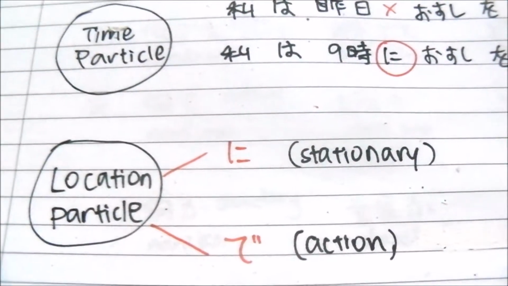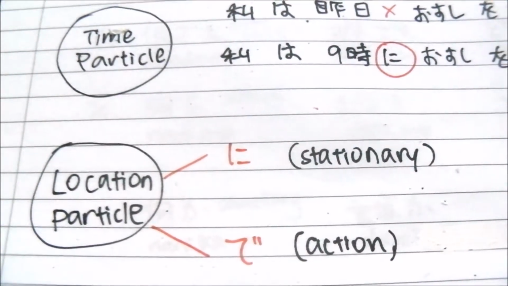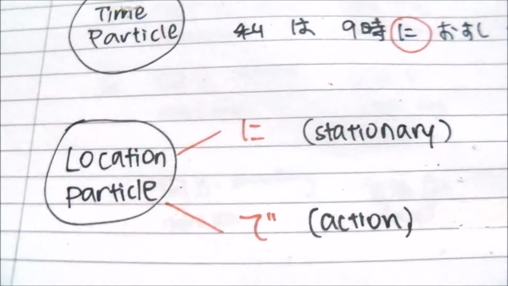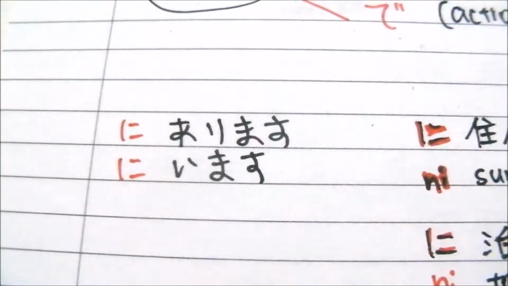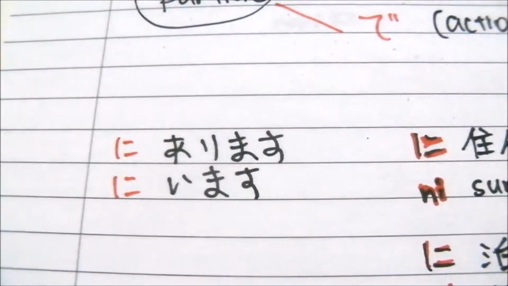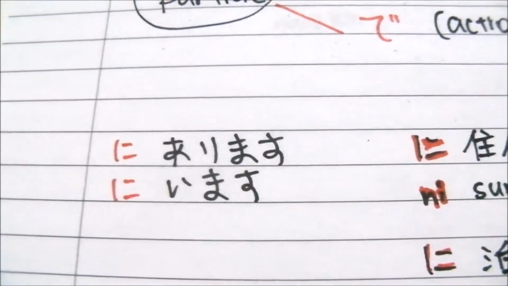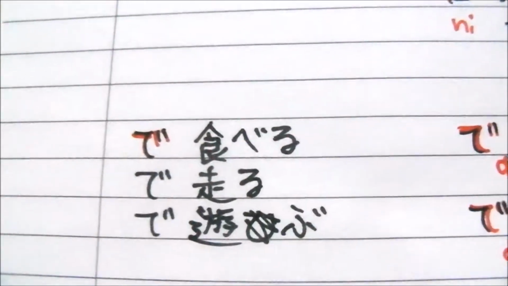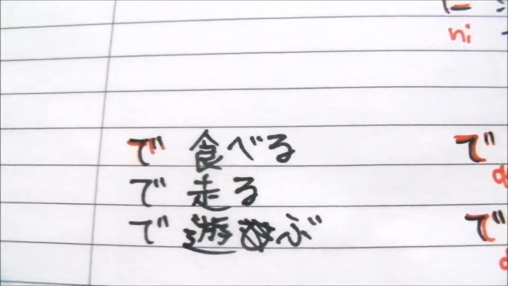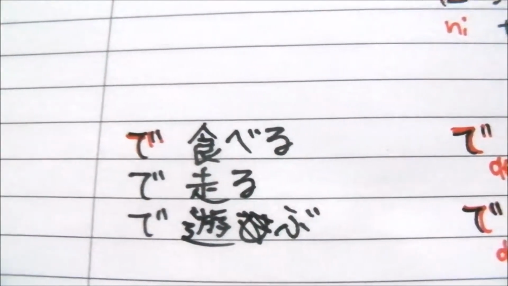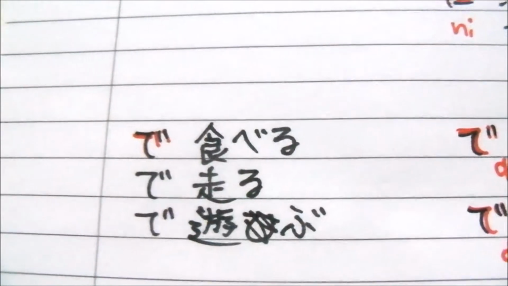So another is a location particle. For location particle, there is ni, there is de. Okay, ni is for stationary, while de is for actions. So what do I mean? You have learned ni arimasu and ni imasu. Basically it means you are at some place or something is at some place, whether it's a living thing or non-living thing. Then for de, you'll be actions like eating, running, playing. So it's de taberu means you eat at some place, you run at some place, de hashiru, then you play at some place, de asobu.